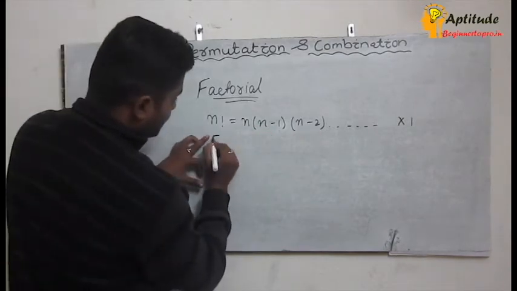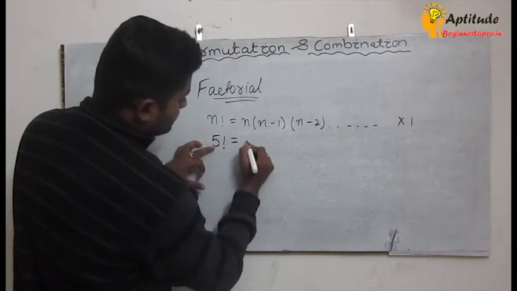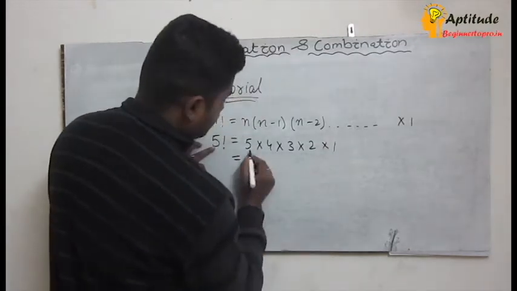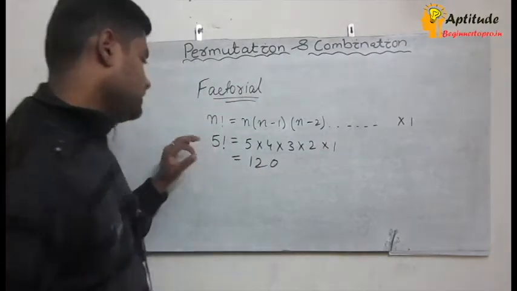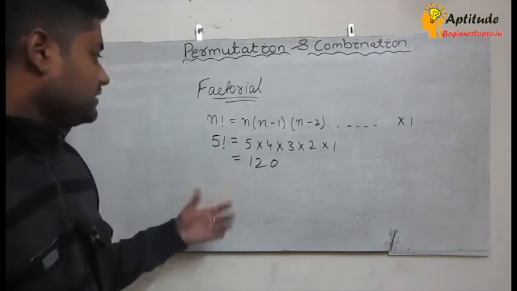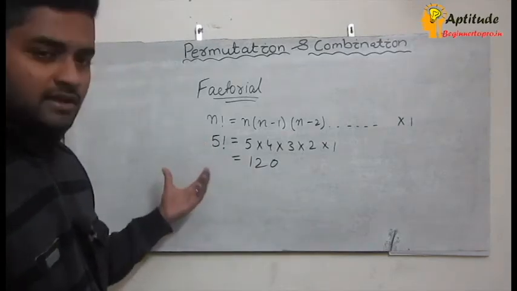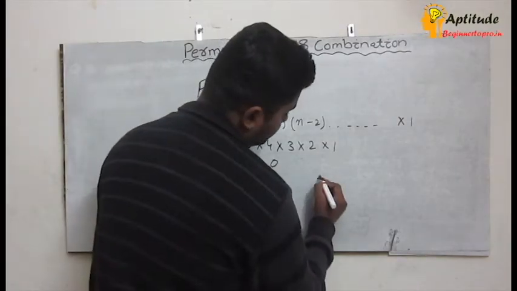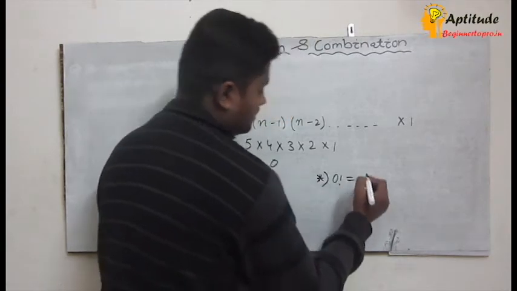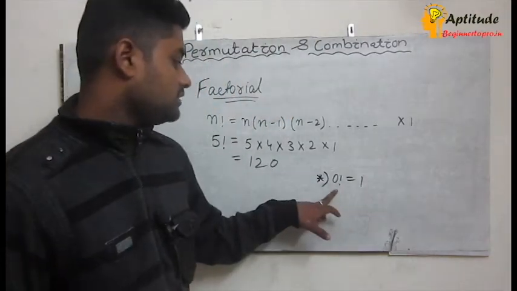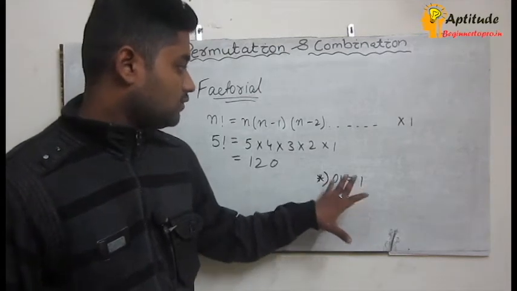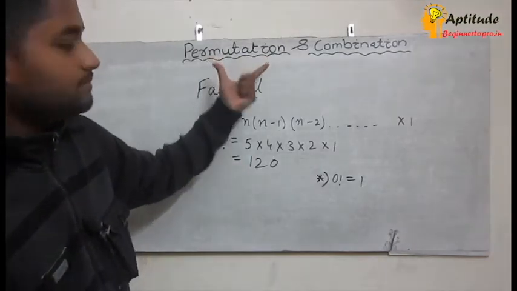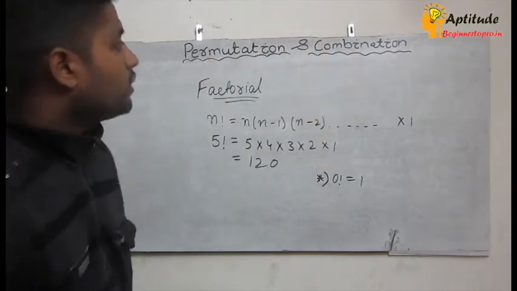If we want to calculate 5 factorial, then 5 factorial is nothing but 5 into 4 into 3 into 2 into 1, which is 120. In the same manner, you can calculate the factorial of any number. Also remember one point: 0 factorial is always 1. Wherever you see 0 factorial, its value is always 1. So this is all about factorial. Next we will see permutation through examples, and then combination through examples.